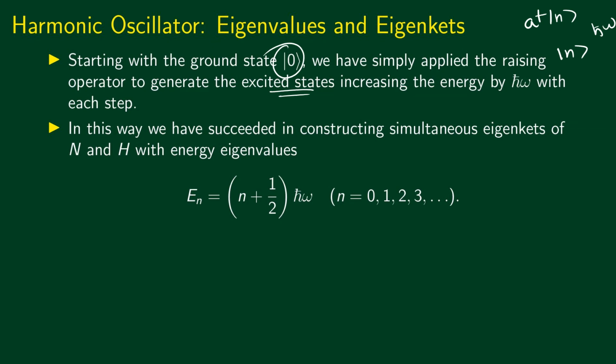In this way, we succeeded in constructing simultaneous eigenkets of the number operator and the Hamiltonian with energy eigenvalues En is equal to n plus half h bar omega, where n can take values 0, 1, 2, 3, etc. These are the possible energies that a harmonic oscillator can have. The remarkable thing is that we obtained the eigenvalue spectrum without solving any differential equation, without solving the Schrödinger equation. Of course, we can obtain the same result by solving the Schrödinger equation also. We shall be seeing this later. But this operator method by Dirac is simpler and more elegant.